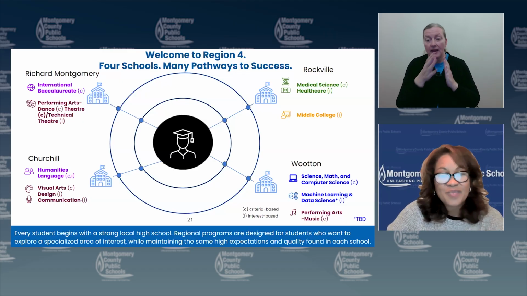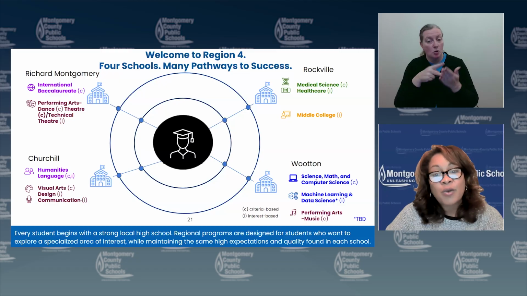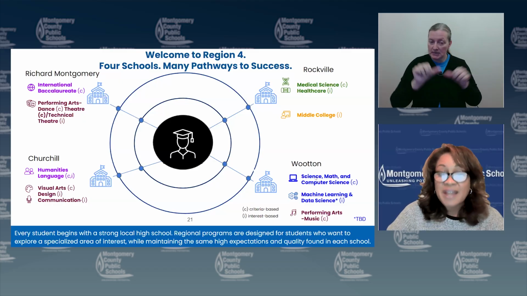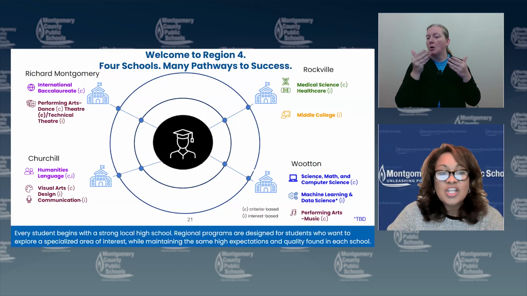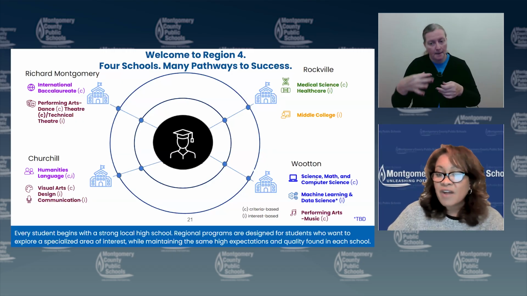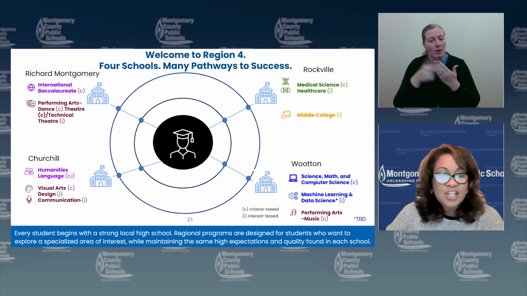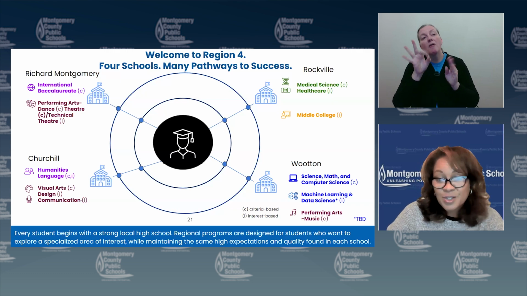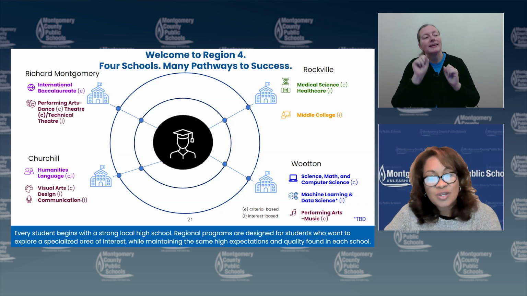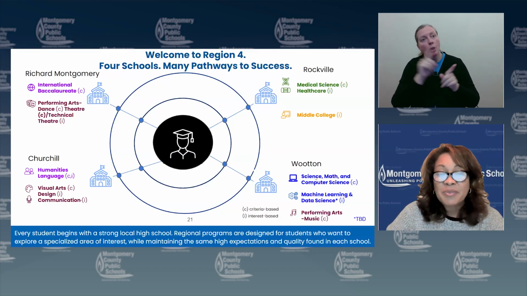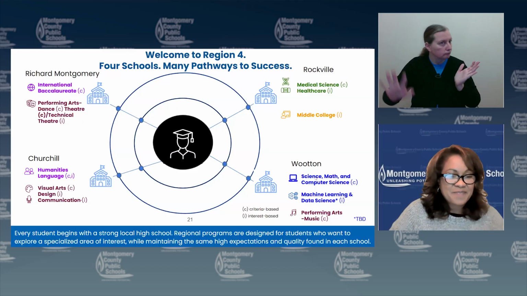Anita wants to be a doctor. She considers the signature program at her home school and the science, math, and computer science program at Wootton. She would like to pursue science classes with a medical focus. She ultimately decides to apply to the medical science regional program at Rockville High School because she likes that it's both college and career prep focused. She has the opportunity to take accelerated science courses and earn an industry recognized credential. In a moment, we'll share additional details about the program Anita has selected.